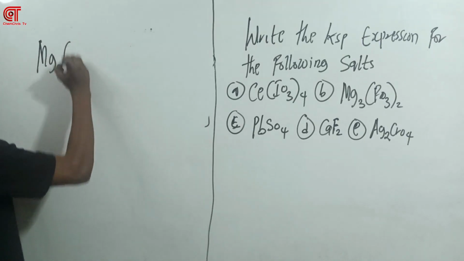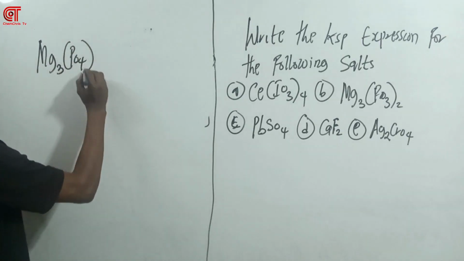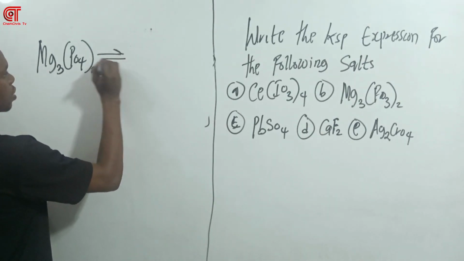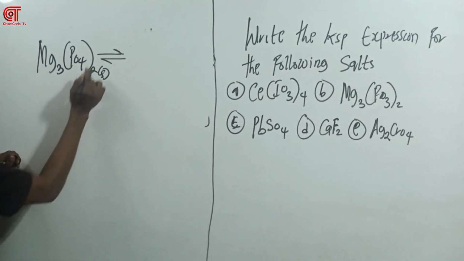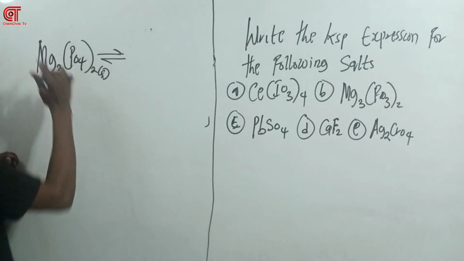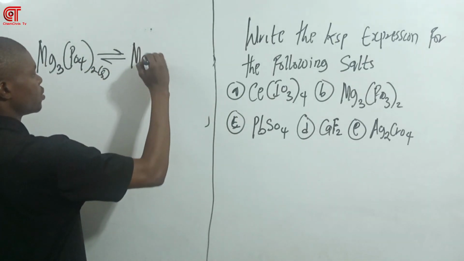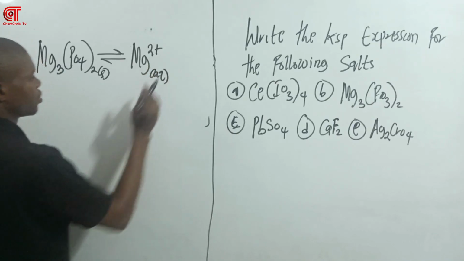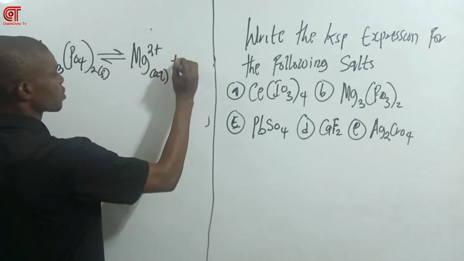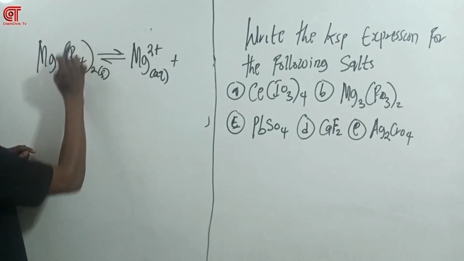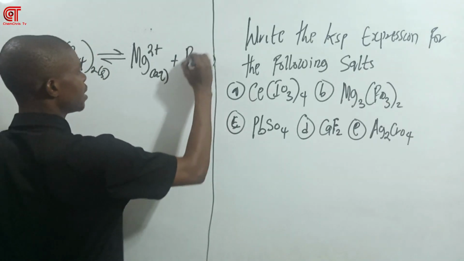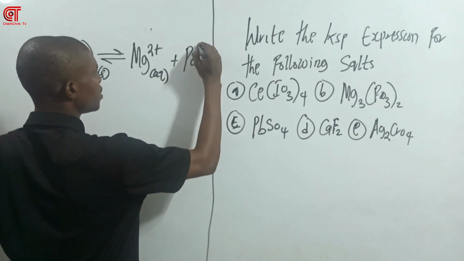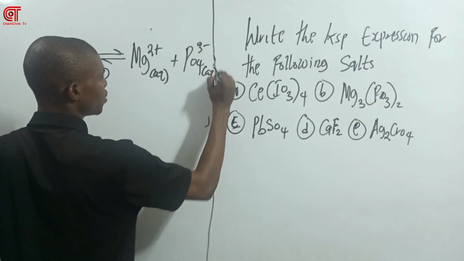Next is Mg3(PO4)2. Remember it's a solid, right? So this is going to be what? Now if you split it here, this one will move here. So you have Mg2+ aqueous, this is the plus. And remember, you don't have brackets here, so it's going to be PO4. This moves here, so it's 2 minus. So you have that aqueous.